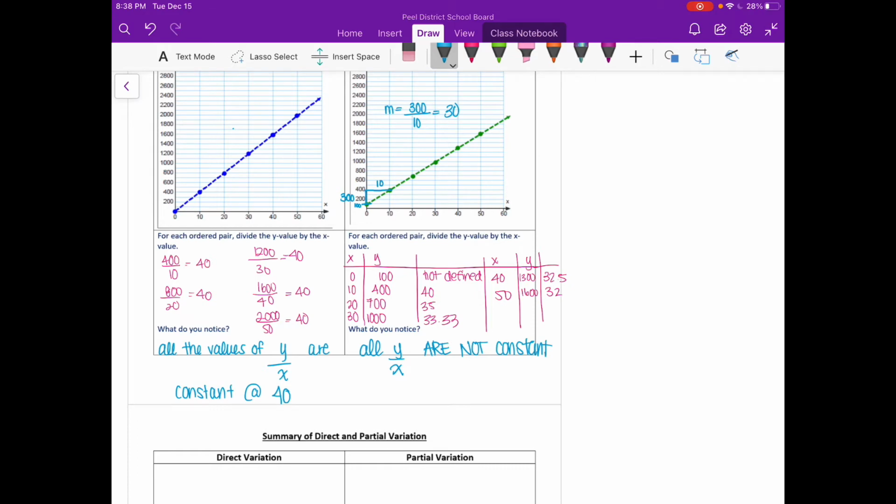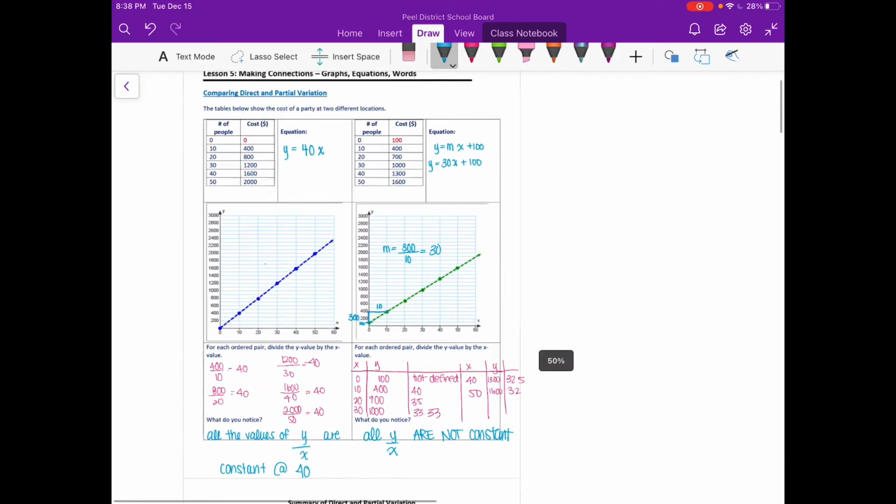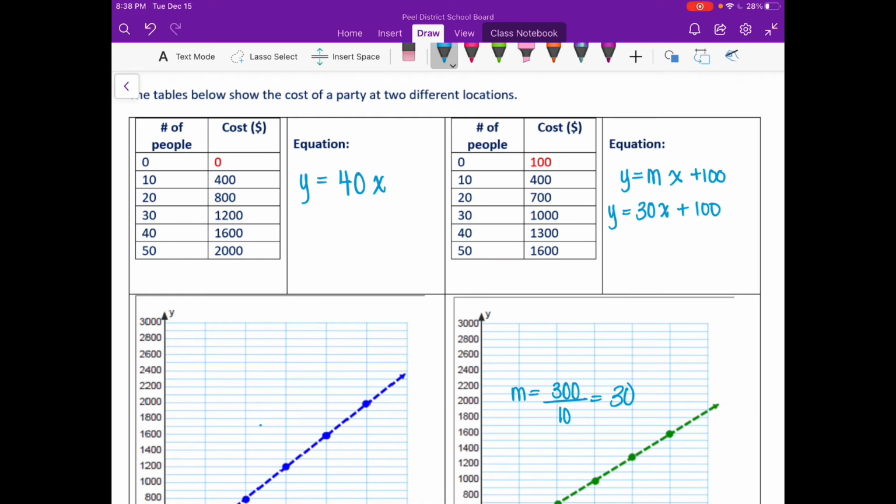Alright, so we're just going to go on and do a little bit of summary of direct and partial variation. I'm going to give you a really quick summary of the difference between these two. If we look at even these two, this is what we call a direct variation, and that's because any change in x is directly coming from the slope. This is considered a partial variation.